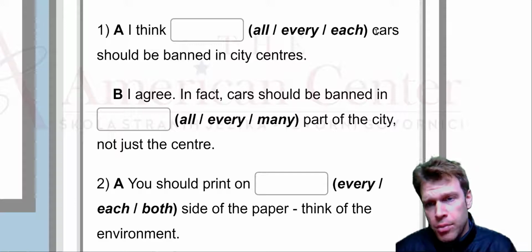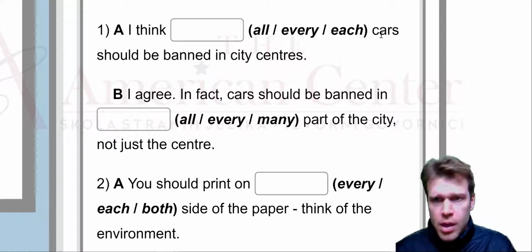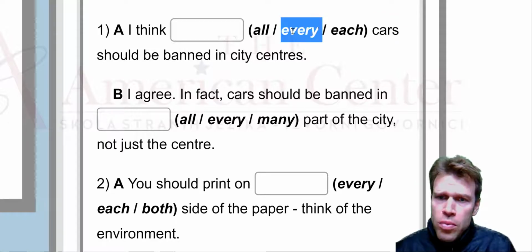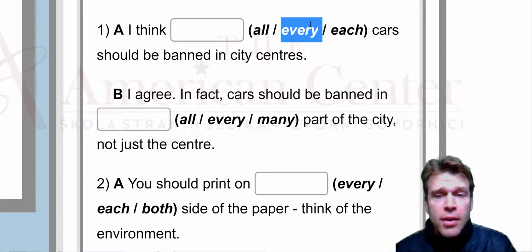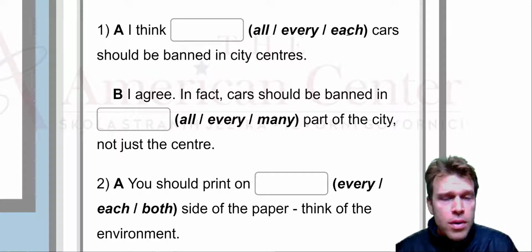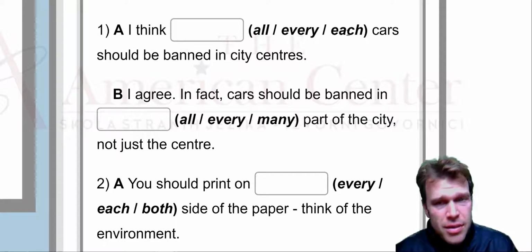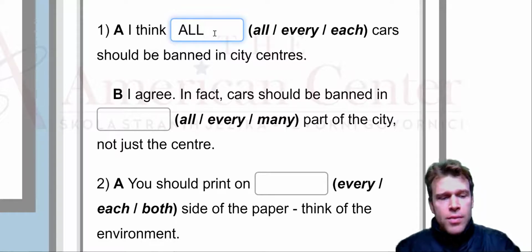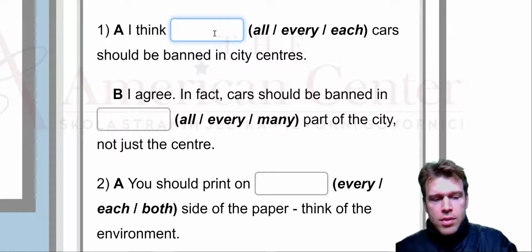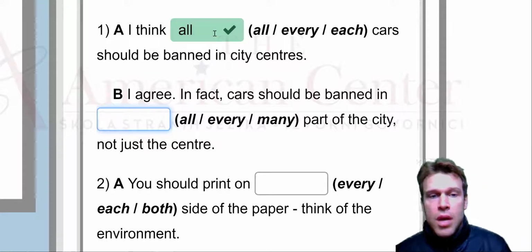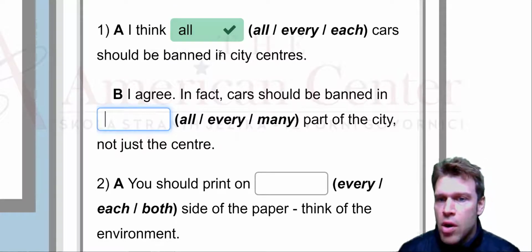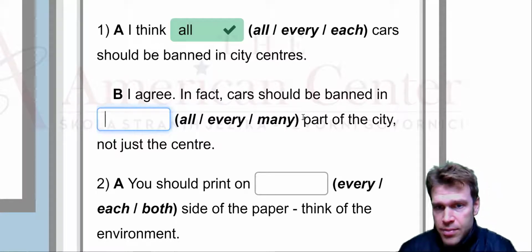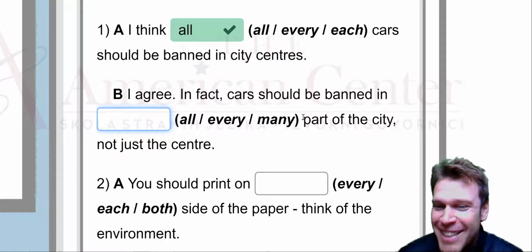I think we have to look at the noun, all right? Cars, this is plural. So we know through process of elimination, every is for singular, as is each. So we have to say all cars because all modifies plural nouns. All, okay? I agree. In fact, cars should be banned in, well, let's look at the noun.